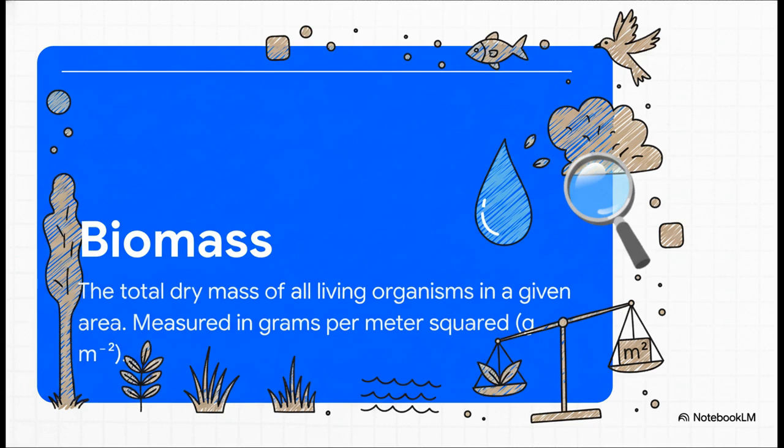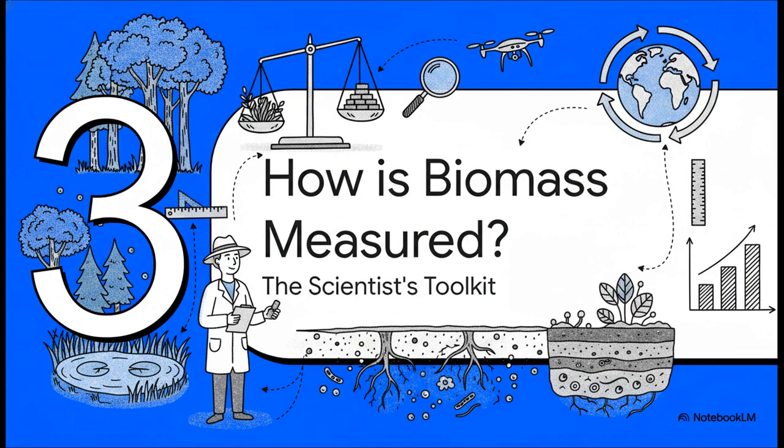We measure it in grams per square meter, which lets us compare, say, a rainforest to a desert. This sounds simple enough in theory, but how do scientists actually go out into a field or a lake and measure it? Let's take a little peek into the toolkit they use to basically weigh an entire ecosystem.